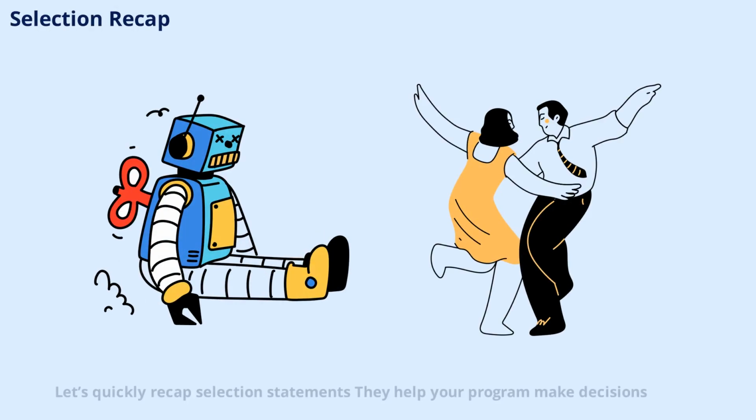Let's quickly recap selection statements. They help your program make decisions. If for simple choices, if else for two options, else if for many, and switch for neat handling of multiple values. With these tools, your code can react to different situations just like our animated friends do every day.